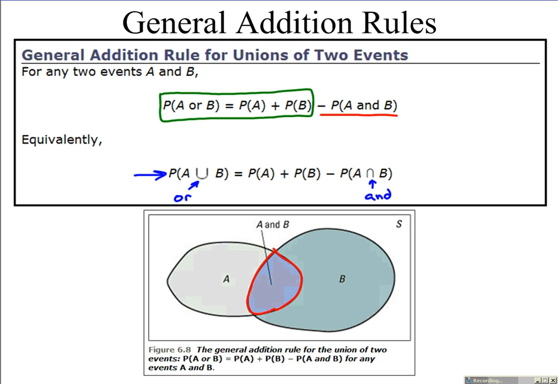Also understand that if we're talking about disjoint events, events that do not happen at the same time, then this is always going to be 0. Which is why for disjoint events, what's boxed in green here is how we find the probability of A or B if the events are disjoint. The intersection would be 0 because nothing happens in common.